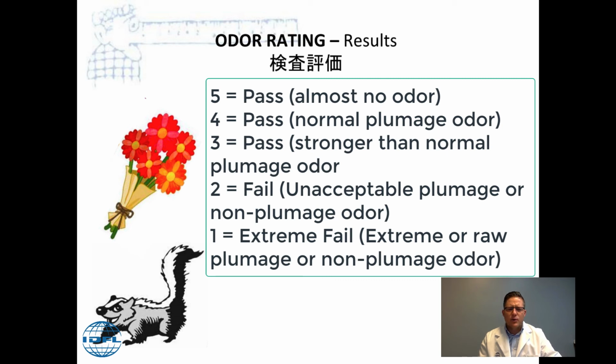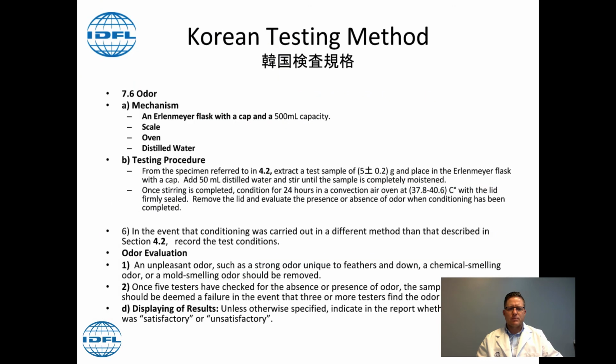Within the last few years, IDFL has not received a lot of bulk samples or raw plumage. Most of what is received at the laboratory is a pre-washed sample, so the variations we see are a lot more between a 3, 4, and a 5 rather than a 1 or a 2. However, occasionally, for different reasons, we do run into a 1 or a 2 sample.